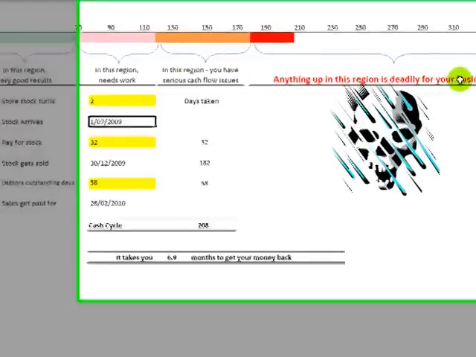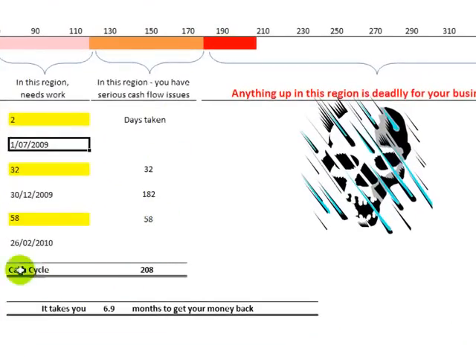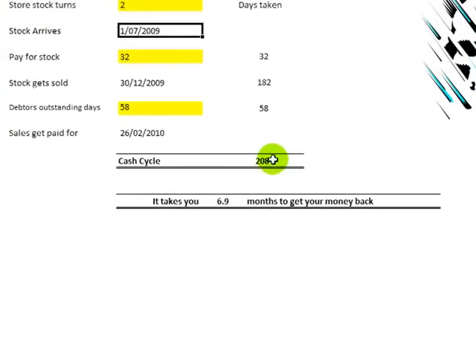Anything in this region is deadly for your business. The cash cycle is calculating at 208 days. It takes you 6.9 months to get your money back after you've paid for the stock. That's a serious issue.